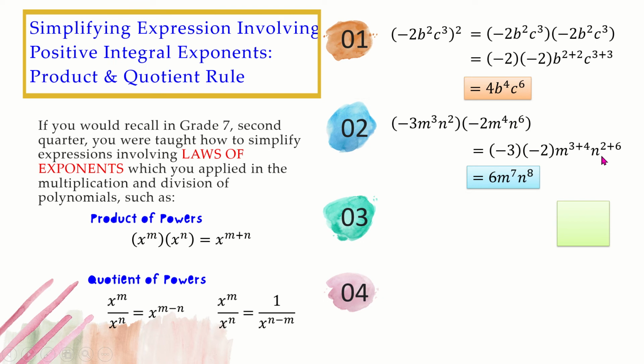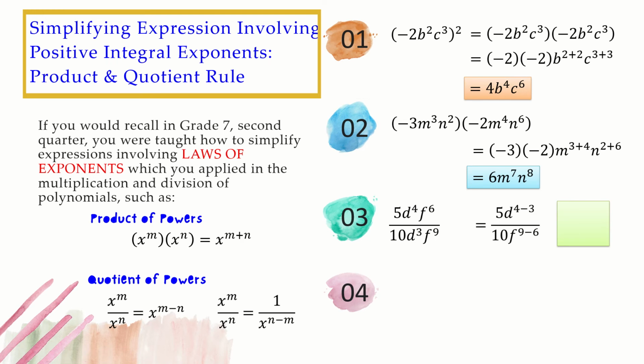And we add the exponent of n, which is 2 plus 6, which is 8. So we have the final answer, 6m exponent 7 n exponent 8. The third example is a quotient of this monomial. So we have there, given, 5d exponent 4 f exponent 6 over 10d cubed f exponent 9. So what would be the result?